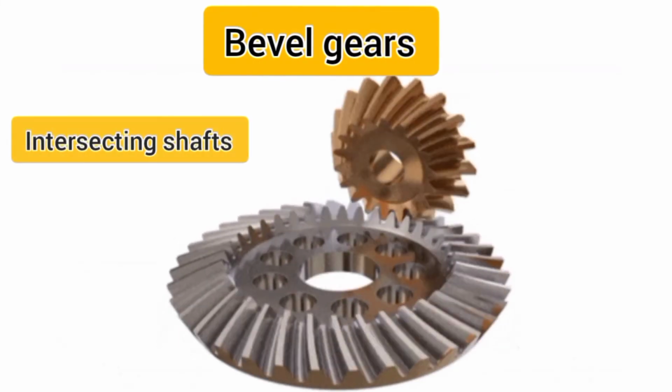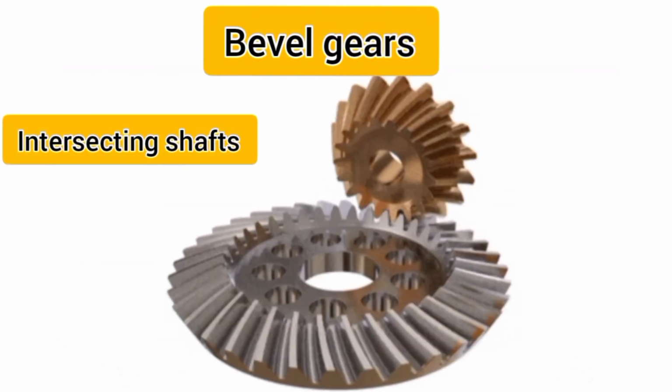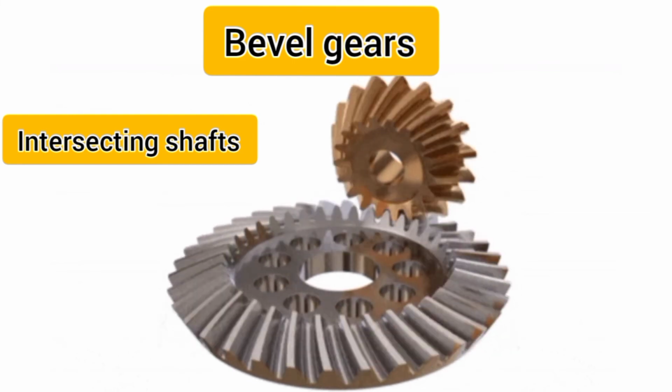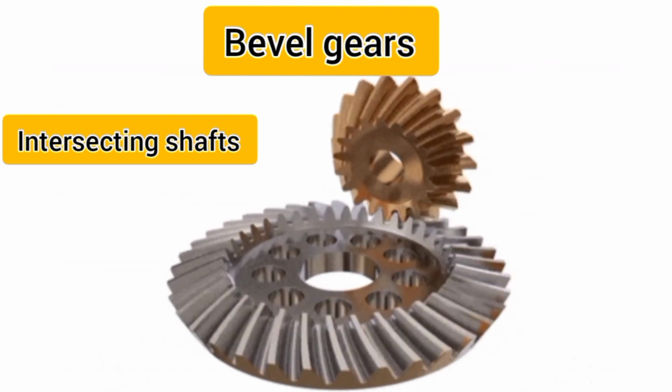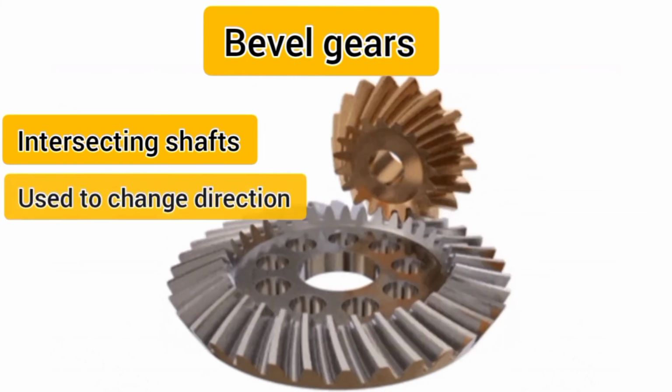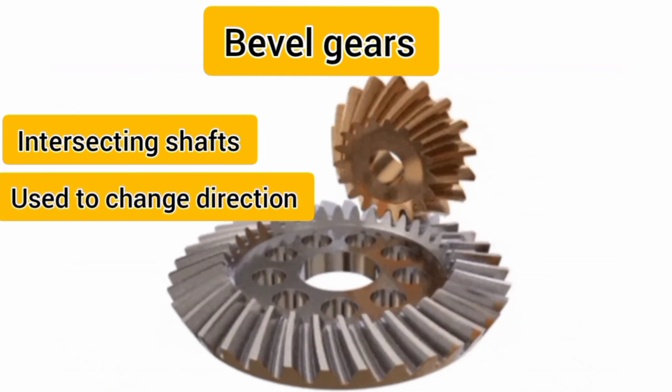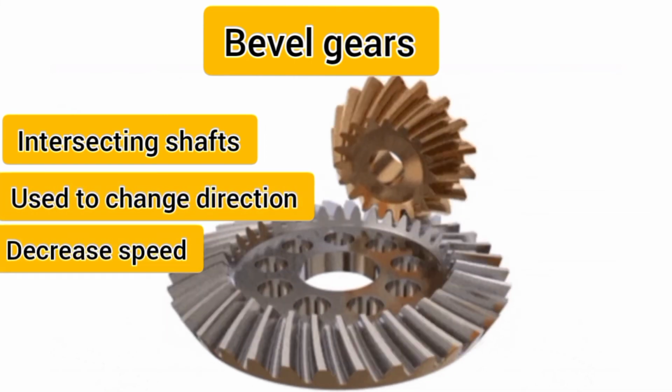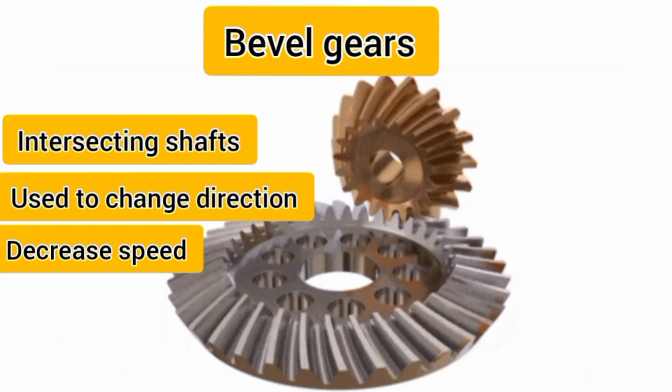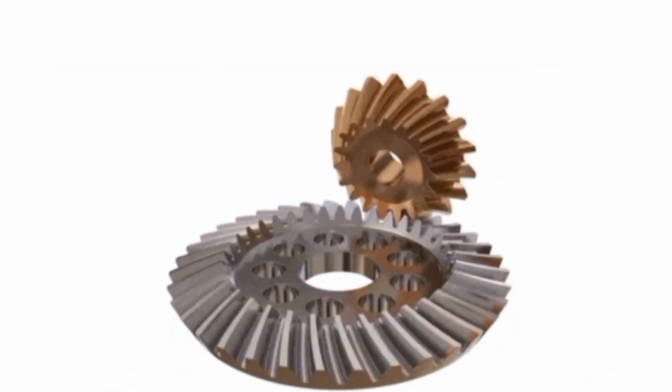Bevel gears. They are used to transmit power between two intersecting shafts, or you can say that they transmit power at 90 degrees. Basically, they are primarily used to change the direction of shaft rotation and to decrease speed and increase torque between non-parallel rotating shafts.